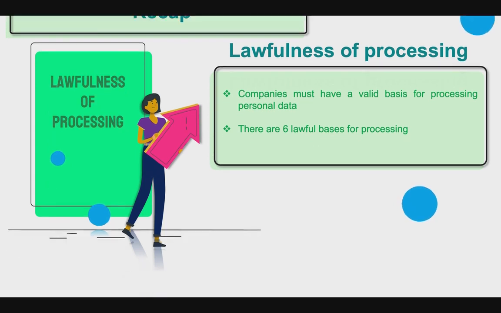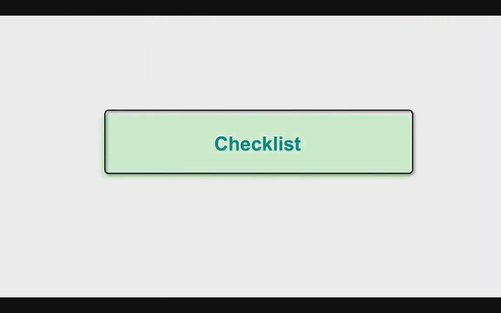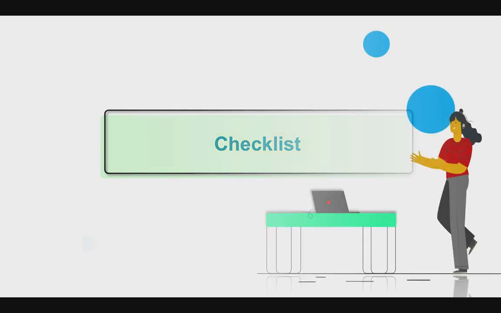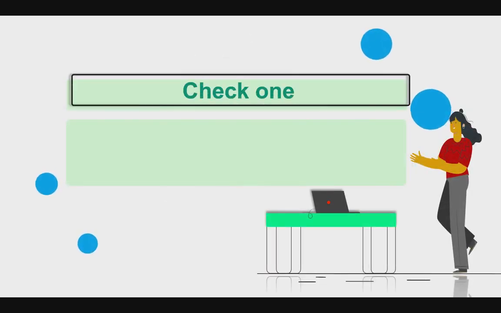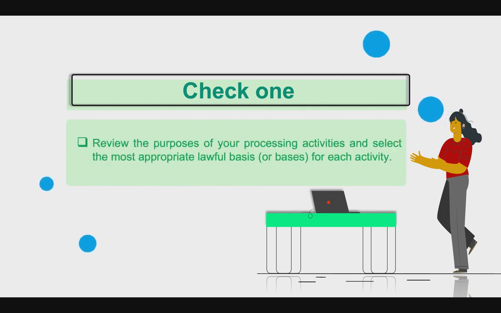Now, without further ado, let's start working on our checklist so that you don't miss out on any of that important data revealing info and get trapped in the tightly knit GDPR net. The first check in our list will be to make sure that we have reviewed the purposes of our processing activities and selected the most appropriate lawful basis for each activity.